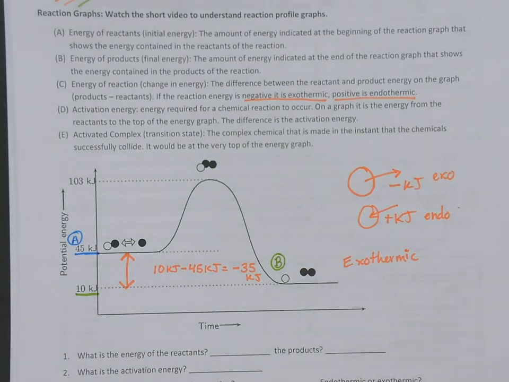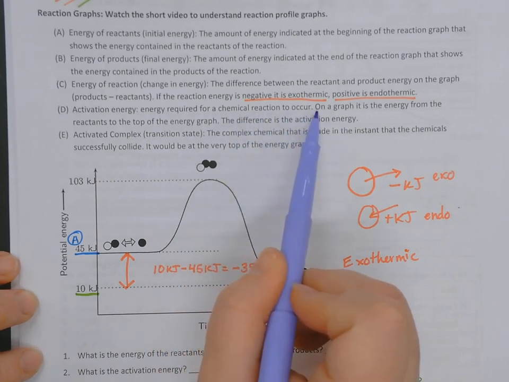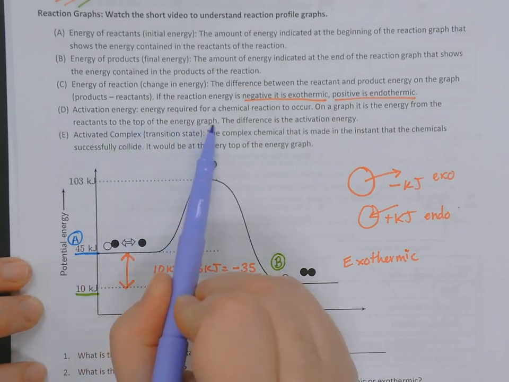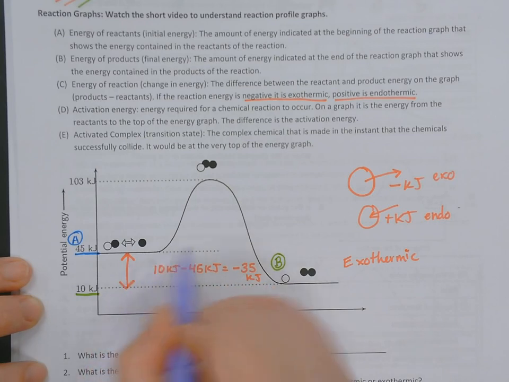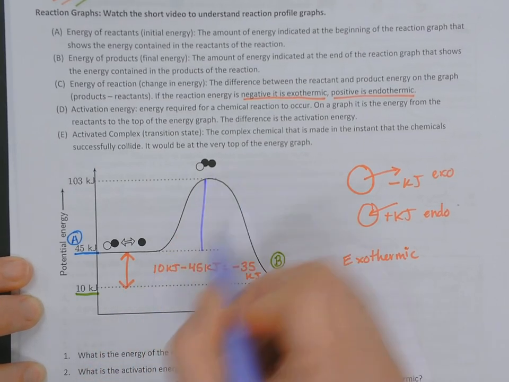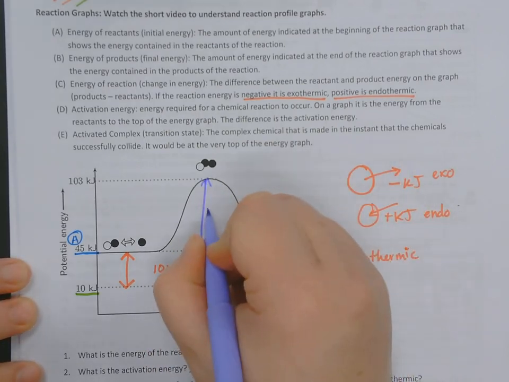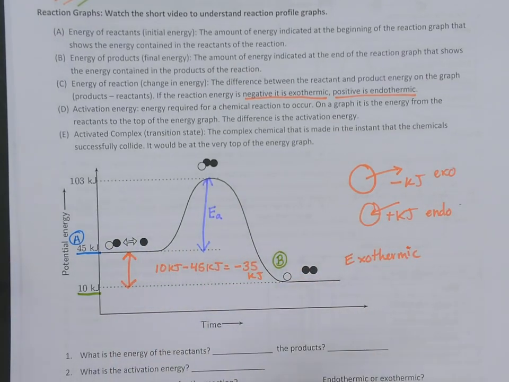All right, part D on our graph, the activation energy. Activation energy is the energy required for a chemical reaction to occur. On a graph, it is the energy from the reactants to the top of the energy graph. The difference is the activation energy. So again, we're doing a change in energy, and it is from the reactants, where they start, to the top. A lot of times this is labeled as E for energy, and then a little A for activation, so energy of activation, or activation energy. It's the energy that these chemicals need when they collide to have a successful reaction.